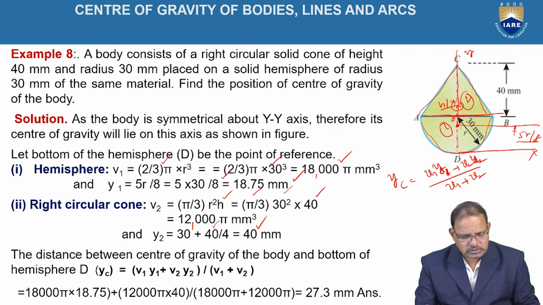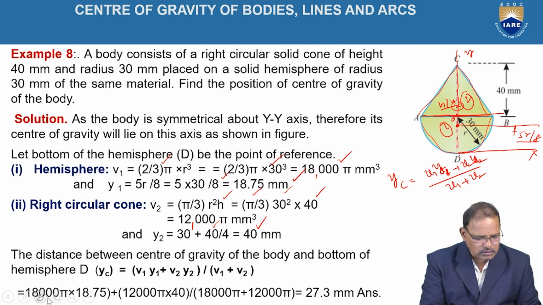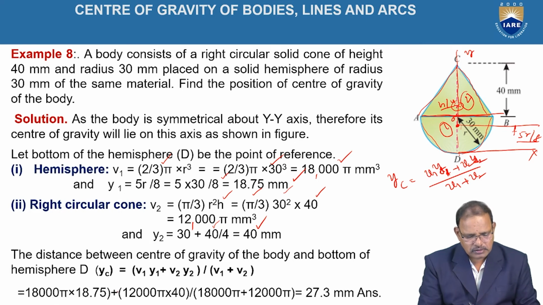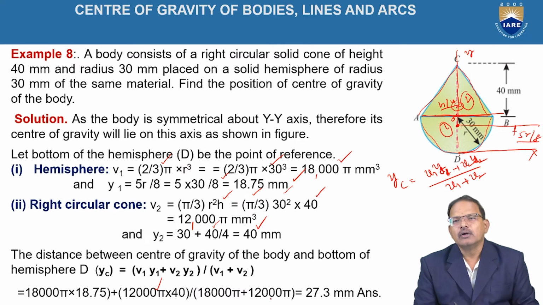Now substituting the values of v1, y1 and v2, y2 in the equation y equal to v1 y1 plus v2 y2 divided by v1 plus v2. We got v1 equal to 18,000 pi into 18.75, v2 equal to 12,000 pi into 40, divided by 18,000 pi plus 12,000 pi. Pi is the common term. Hence, on doing this calculation, we got yc equal to 27.3 mm. This is our required answer now.